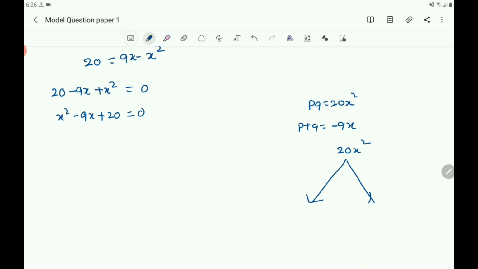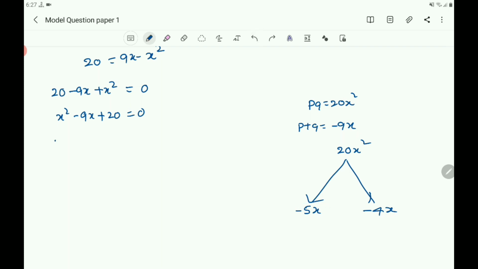You know that 20 is there in 5 fours are, 10 twos are, 20 ones are, but here the product is positive, so you must have the same sign. Which sign? The negative sign. And for the sum of the factors, you can have minus 5x minus 4x. This into this, you will get this one, and the sum of minus 5x and minus 4x is minus 9x.